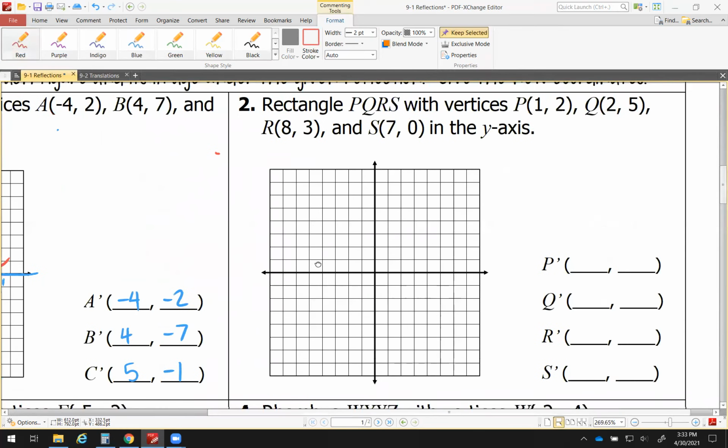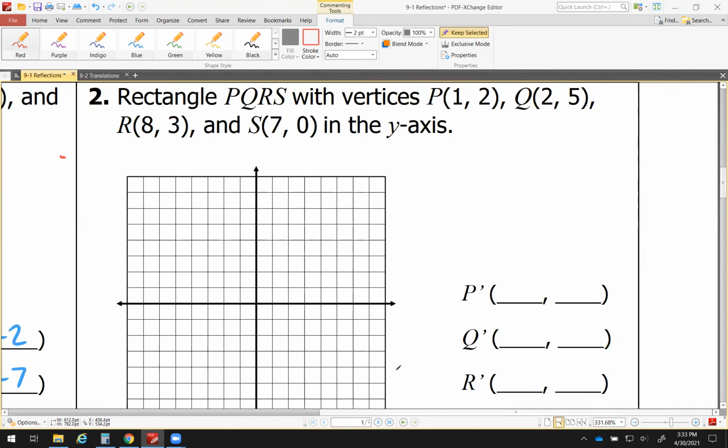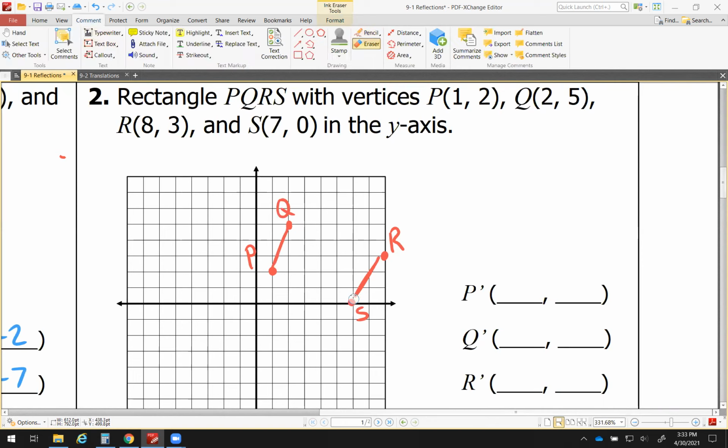Next up, on number 2, we've got a rectangle PQRS with vertices P at 1, 2, Q at 2, 5, R at 8, 3, and S at 7, 0. So here's P, Q, R, and S. And we can connect those dots there. Oh, I put S incorrectly on the graph. S should be at 7, 0, not 6, 0. And connecting our dots, we've got a beautiful little rectangle there.